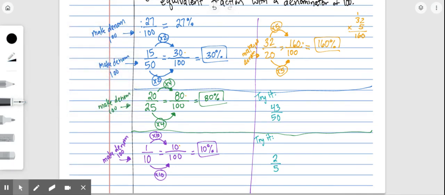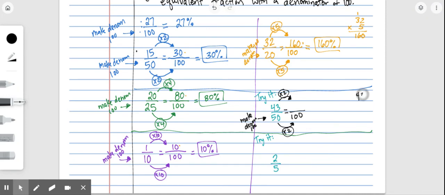Okay, hopefully if you're back, you've tried those 2. So I'm going to start with this first one. Again, my first step is to make the denominator 100. So I'm going to set this equal to a fraction with a denominator of 100. How many groups of 50 go into 100? Well, 50 times 2 equals 100, just like this example up here with 15/50ths. So then I need to take 43 and multiply it by 2.